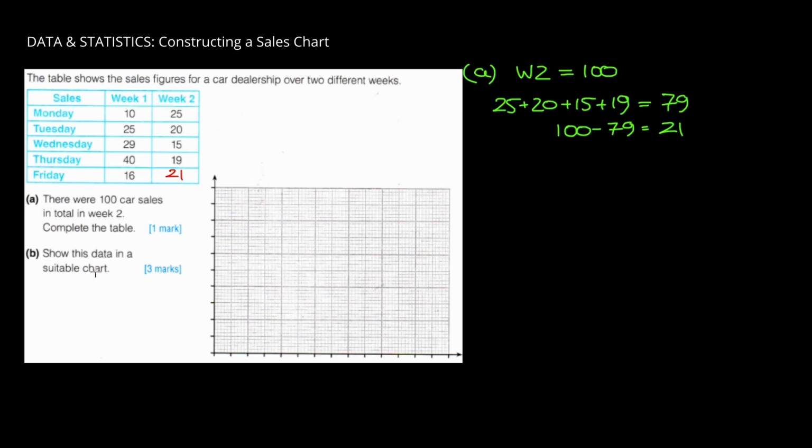Now we've got to design a suitable chart on which to display this data. So what suitable chart should we do? Well, I think it's fairly obvious that it should be some sort of bar chart. It would be great to put week 1 and week 2 next door to each other for each day of the week, so that the salesman can clearly see how well he's doing on each day and whether week 2 is better than week 1 on any particular day.